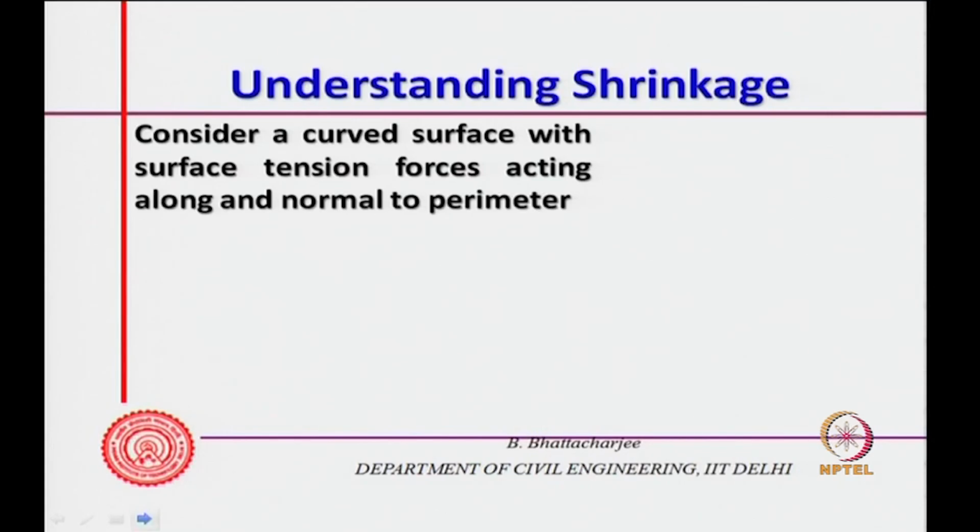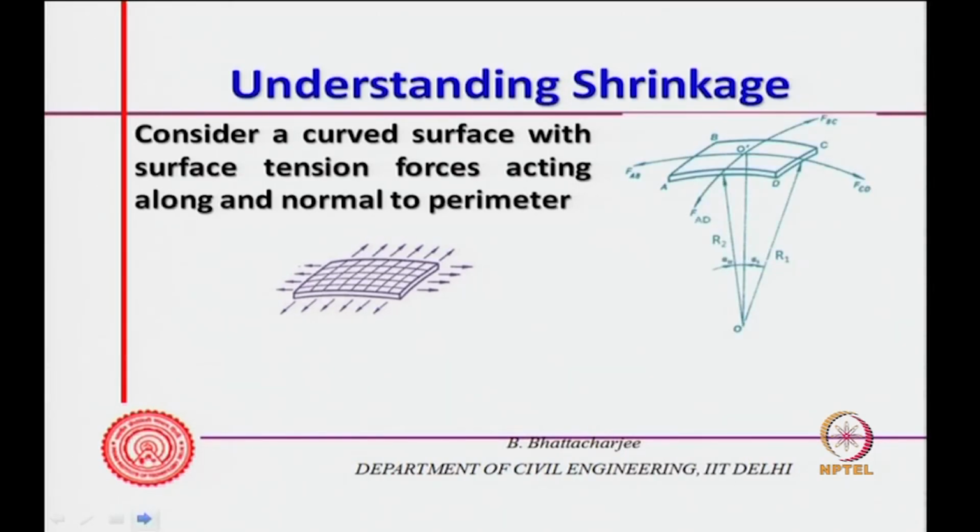So, let us consider a curved surface with surface tension forces acting along the normal to the perimeter. That is what surface tension is: it tries to pull the surface, something like this. So, this is a curved surface, and the surface tension force acts onto the perimeter, because it is trying to minimize the surface area. It acts to stretch the surface as much as possible, so that the thickness is minimum and the surface area is minimized.